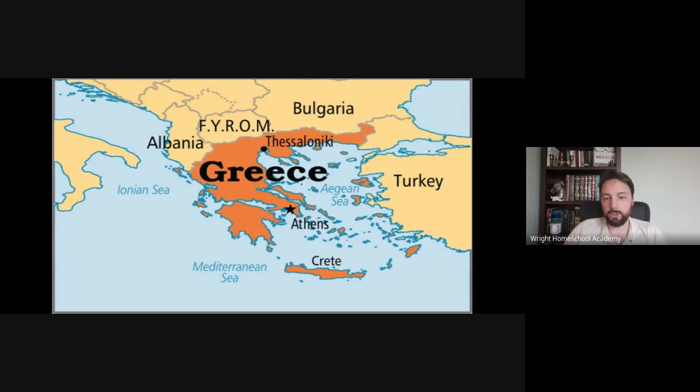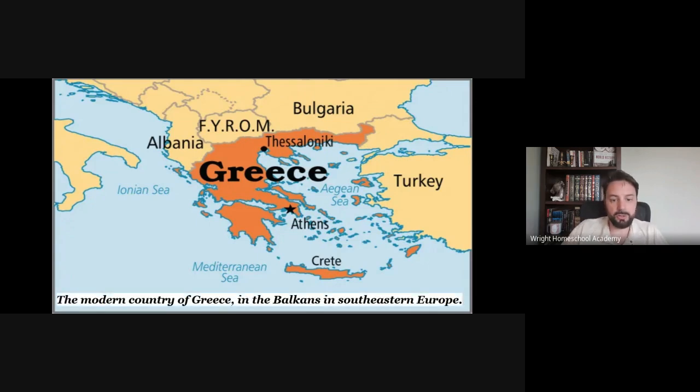This map that you're looking at here, all the orange coloring, is the modern day nation state or country of Greece, the Republic of Greece, with its capital here in Athens. It is in southeastern Europe, in the Balkans. The Balkans, by the way, is basically just this giant triangle piece of southeastern Europe that sticks out into the Mediterranean. So that's the modern day country of Greece.